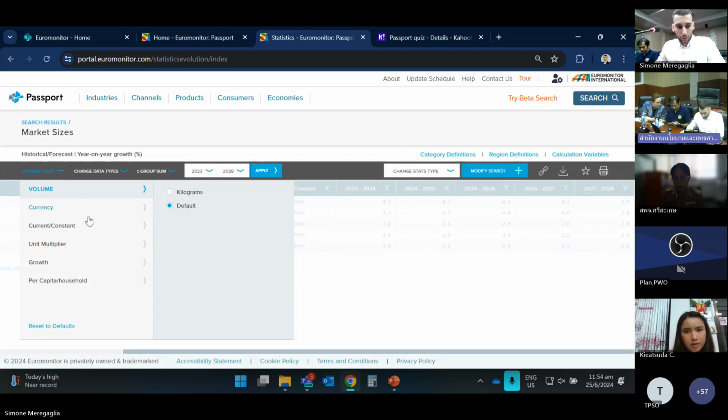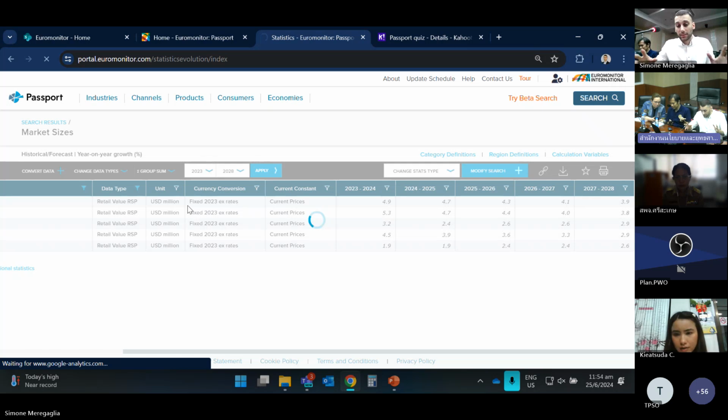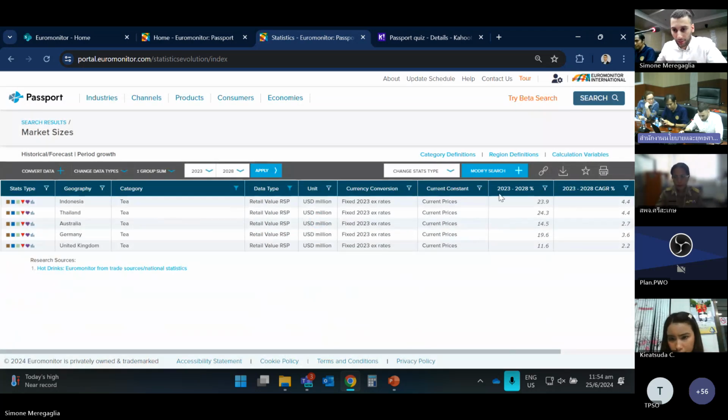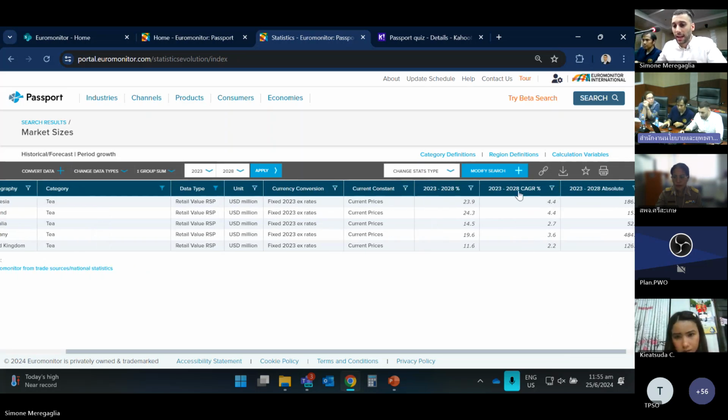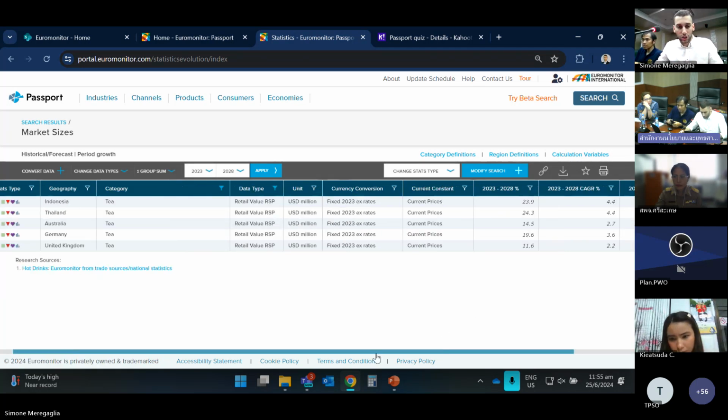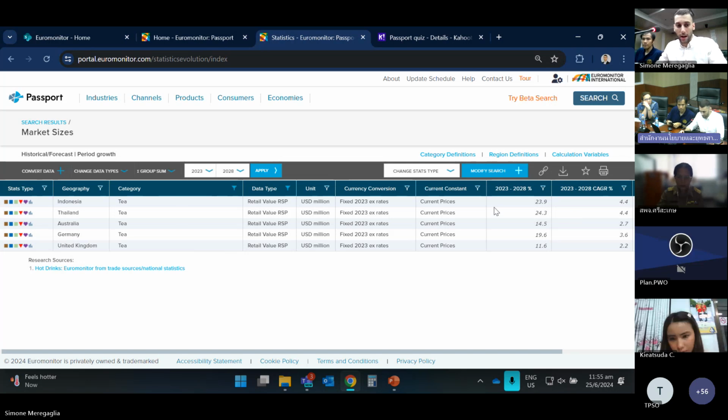One more data point you can look at is, for example, if I look at growth and I want to look at period growth. So in the next 5 years, who's the one who's going to grow the fastest? And then it will give me this information here. You see 2023 to 2028, the one that is going to grow the fastest is actually Thailand in tea, in terms of sales of tea. In terms of CAGR, compounded annual growth rate, as well, Thailand and Indonesia are the fastest growing among the 5 countries that we have selected that we wanted to compare.